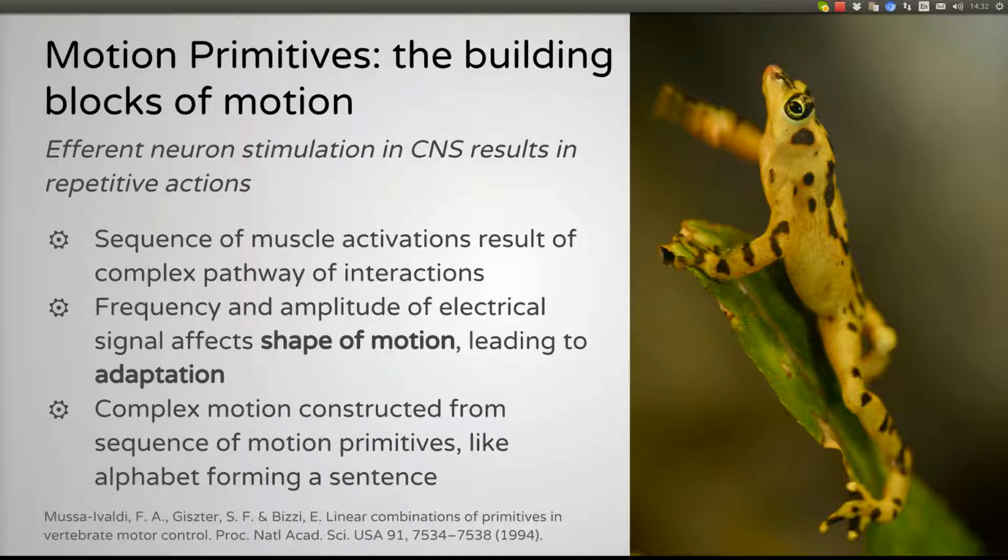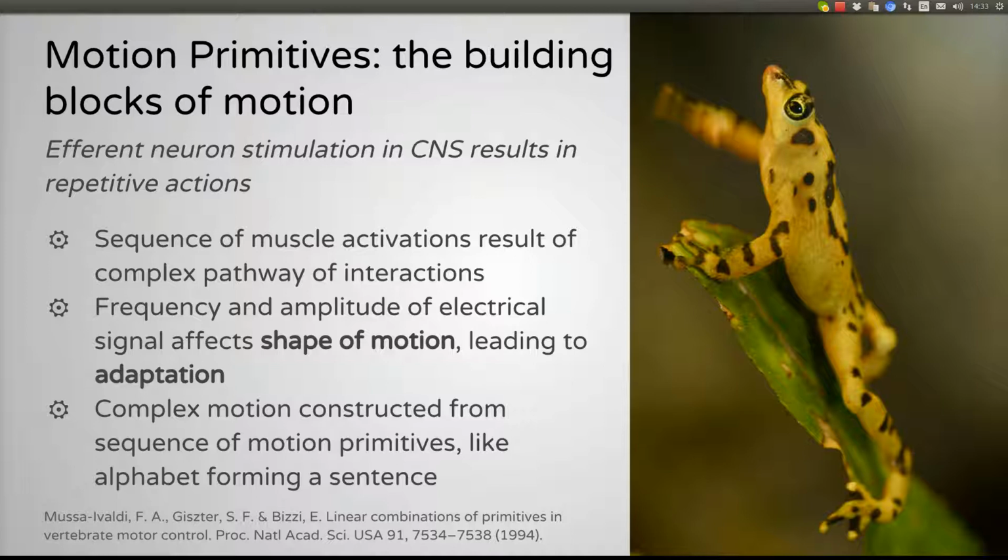And this tells us that it has triggered an entire sequence of muscle activations, potentially multiple motor synergies, all triggered by a single electrical stimulus to the central nervous system. Another very interesting thing is that the frequency and amplitude of the electrical signal allows them to change the shape of motion. So if they put a higher frequency current through the same pathway, to trigger the same neuron stimulus, they were able to change the resulting shape of the motion.